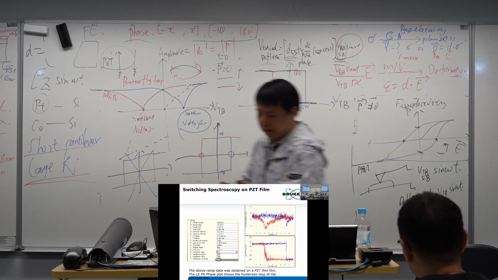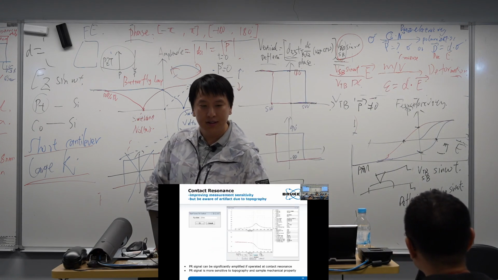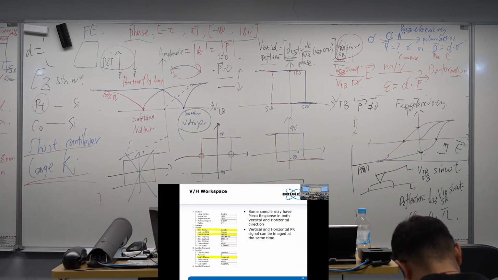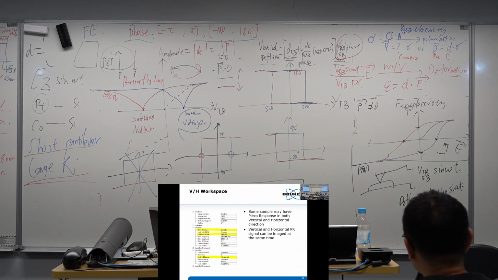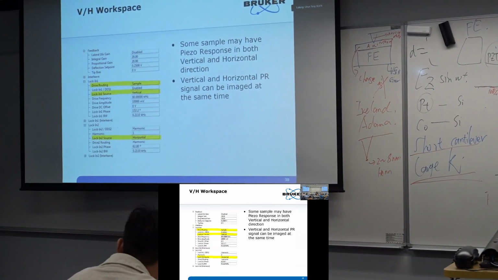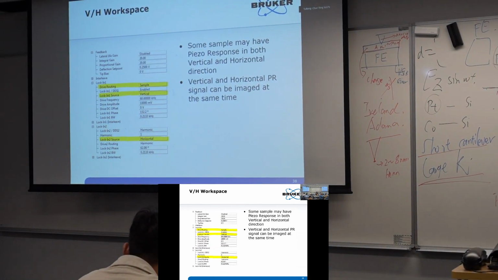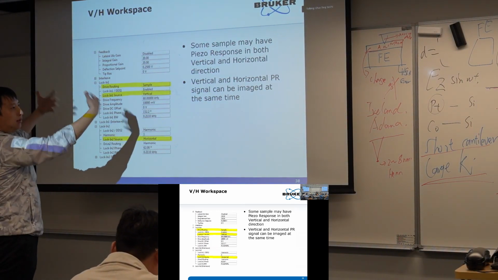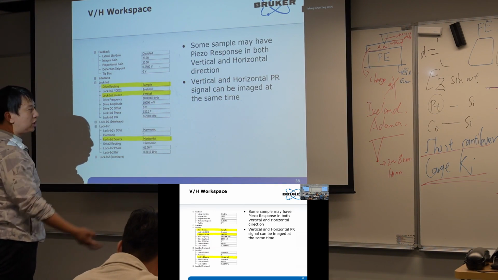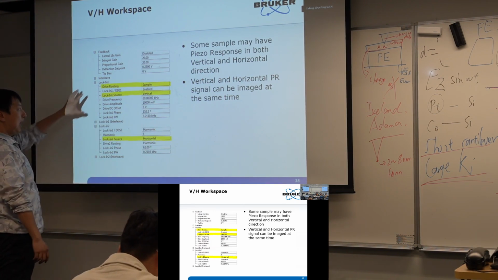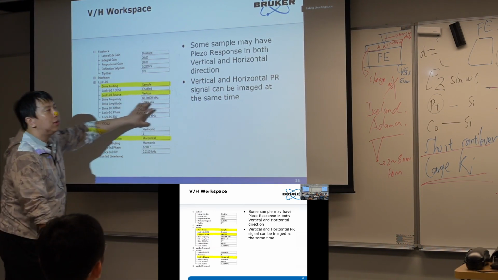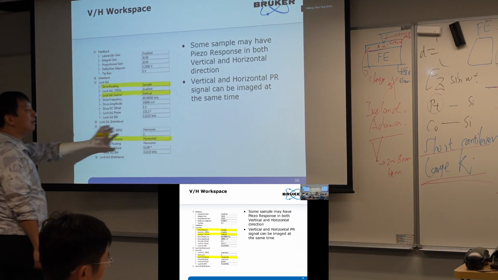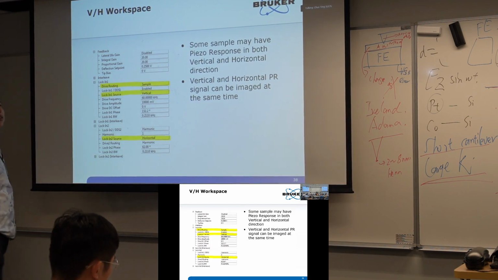Okay, we're almost there. So we have another workspace. We will also show you another workspace called V-H, meaning vertical and horizontal captured together. So we will open two sets of channels. The amplitude 1 and the phase 1 will be the vertical channels. Amplitude 2 and phase 2 will be horizontal channels.